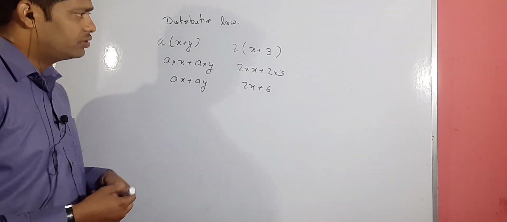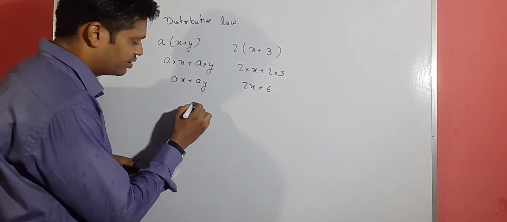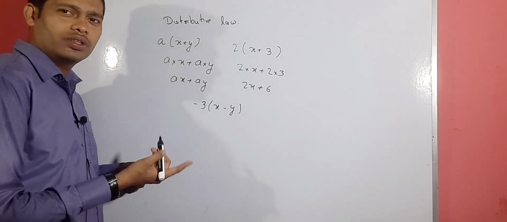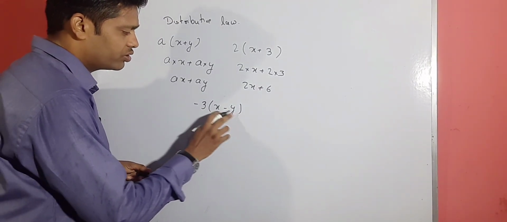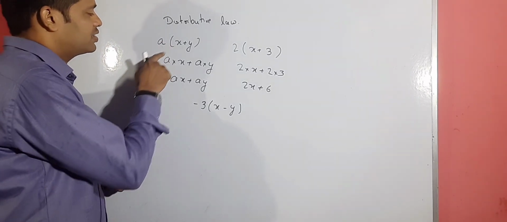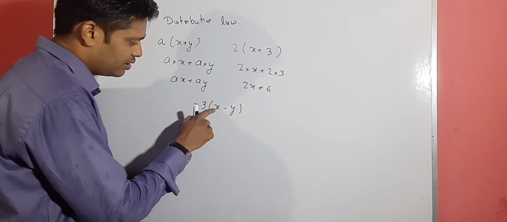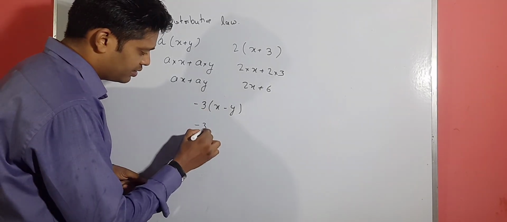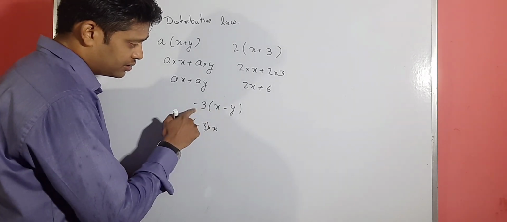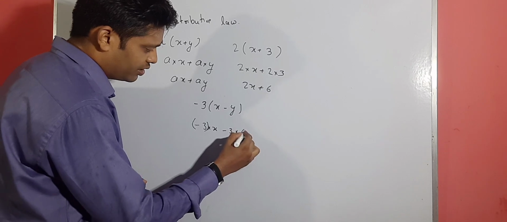Now in case there is a minus number, just like minus 3 is there, and x minus y is there, what you will do, the same thing, this one into this one and this one into this one. Remember, you have to use the sign also. Here plus, plus, plus, here plus, same signs. So minus 3 into x, and in the bracket, minus 3 and minus y.